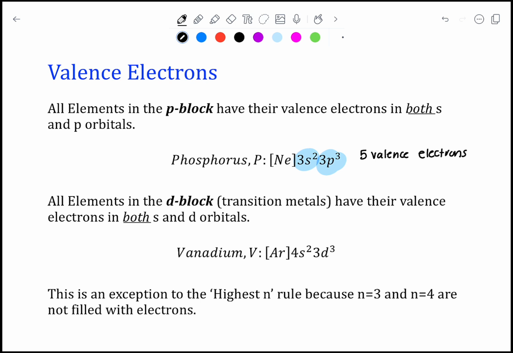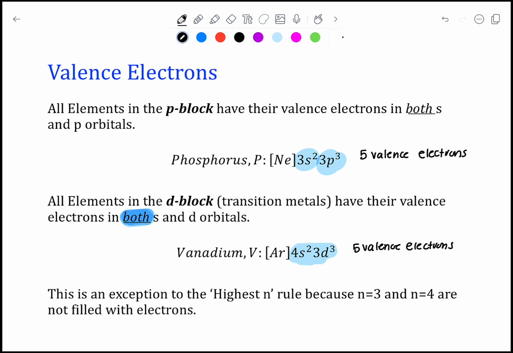Now d block elements, or our transition metals, are a little bit trickier, because that's where we start to see the difference in our n values. So all the d block elements, the transition metals, have their valence electrons in both, being the important word there, the s and the d orbitals. So if we look at vanadium, we have argon 4s2 3d3, its valence electrons are in the 4s and the 3d. So it also has a total of 5 valence electrons.